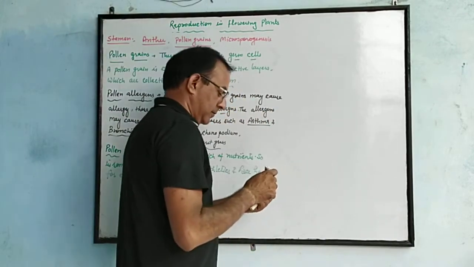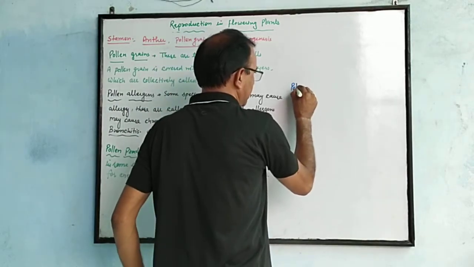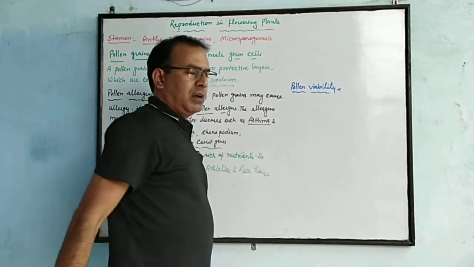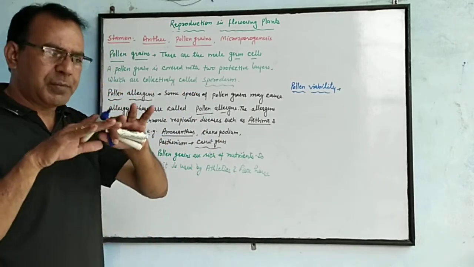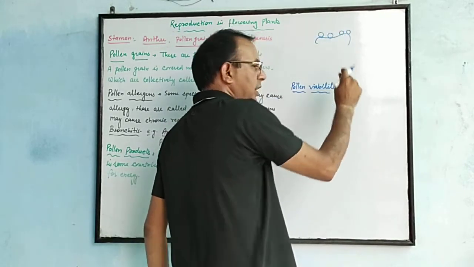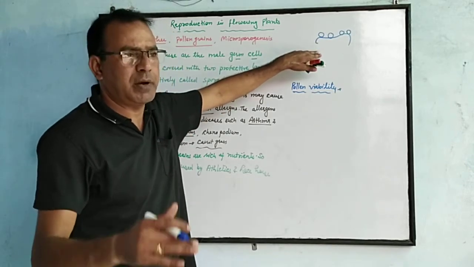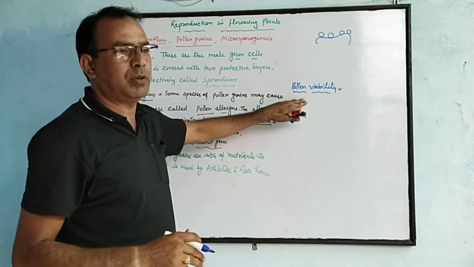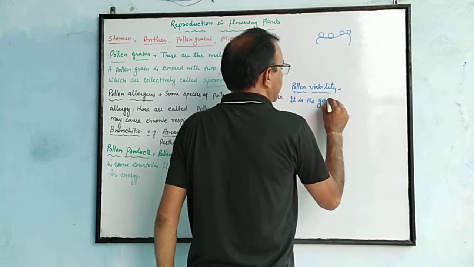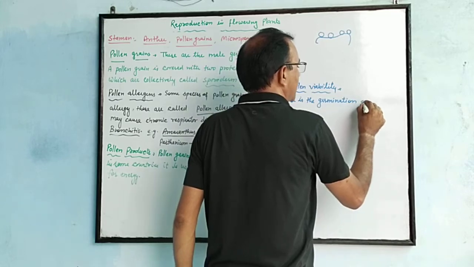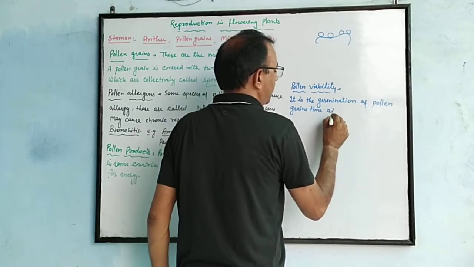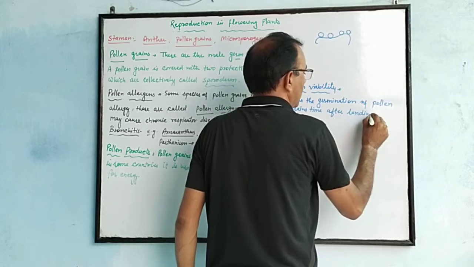Next one is pollen viability. What is pollen viability? As we know, pollen grains, after gaining maturity in the anther, are transferred from the anther to the stigma, and they fall on the stigma, which is the platform. The time period that the pollen grain takes to germinate after landing on the stigma is called pollen viability. It is the germination time period of the pollen grain after landing on the stigma.